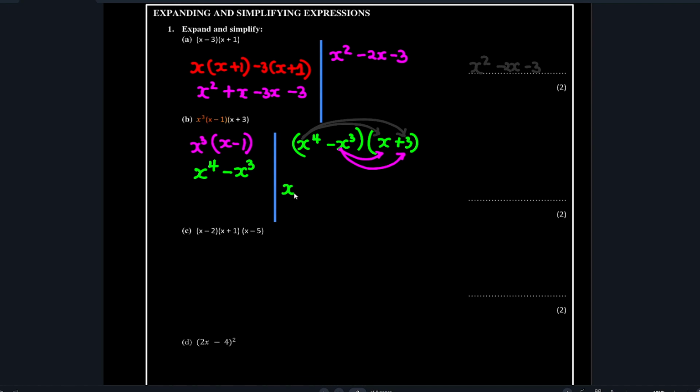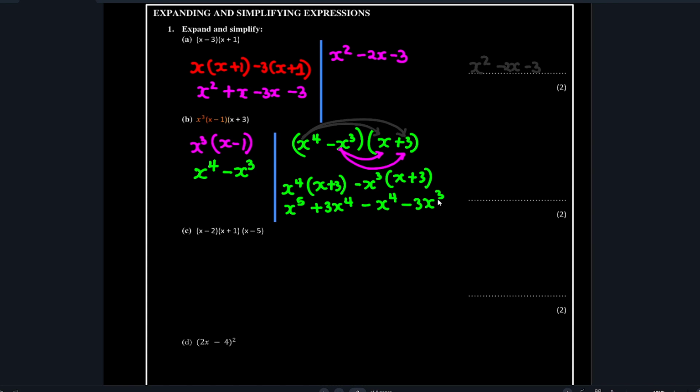So when we expand that, what are we going to get? We're going to get x power 4 into all the terms that are in the second bracket, minus x power 3 into x plus 3. Then now we can expand, and x power 4 times x is going to give us x power 5. x power 4 times 3 is going to give us 3x power 4. Next is minus x power 3 times x, which is going to give us minus x power 4, and minus x power 3 times 3 is going to be minus 3x power 3.